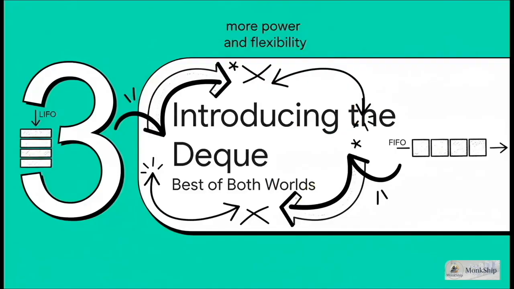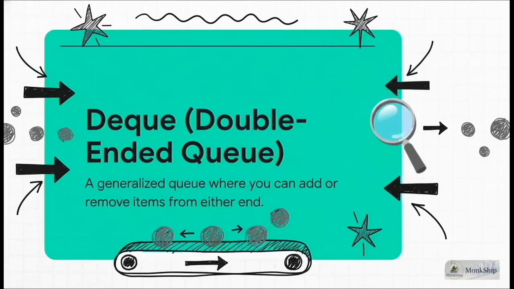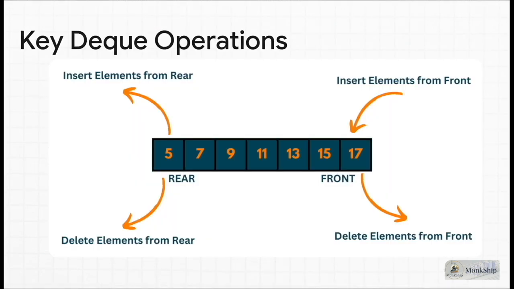Brilliant. So we have the super strict LIFO stack and the super strict FIFO queue. But what if you need more? More power, more flexibility? Well, that's where the Deque comes in. It's pretty much the best of both worlds. A deque, short for double-ended queue, is basically a queue on steroids. It's a collection where you have the total freedom to add or remove items from either the front or the back. This gives you four main moves: add to the front, remove from the front, add to the back, and remove from the back.